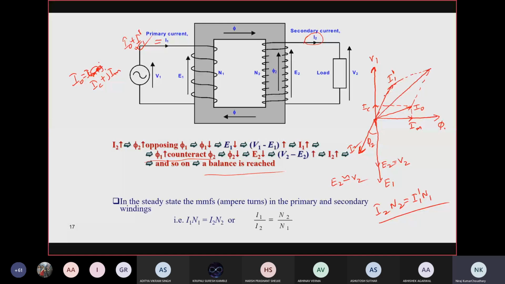ठीक है, तो V1 और I1 के बीच का एंगल जो है, इसको मान लो phi1, और V1 और I0 के बीच का एंगल तो हम लोग पहले ही डिस्कस कर चुके हैं, दैट इज द phi नॉट। ठीक, तो दिस इज द फेजर डायग्राम ऑफ ए ट्रांसफार्मर ऑन लोडेड कंडीशन। ठीक है, समझ में आया?